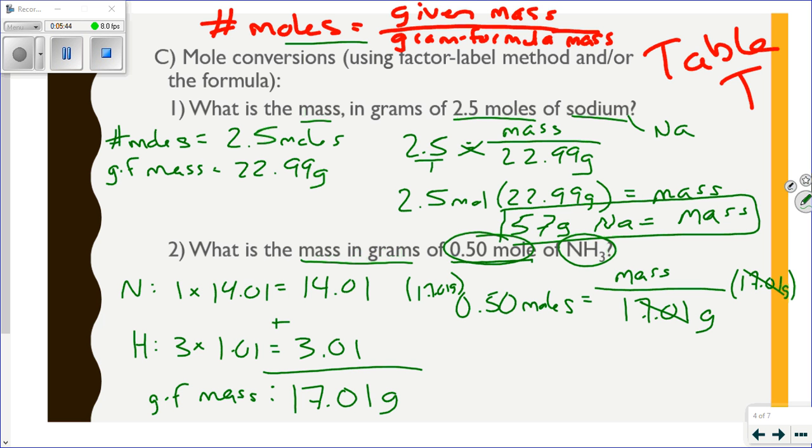17.01 grams. And you end up with a grand total of 8.5 grams of NH3, and that is the mass that I have.